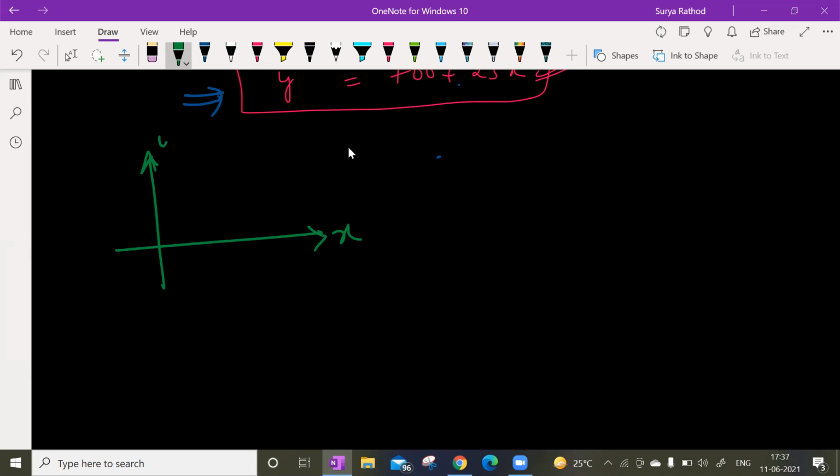This is my x-axis, this is my y-axis, and this is my line given. This is my 0, 1 given. This is given like this. Here 1, this 2 here, this is 0 here.